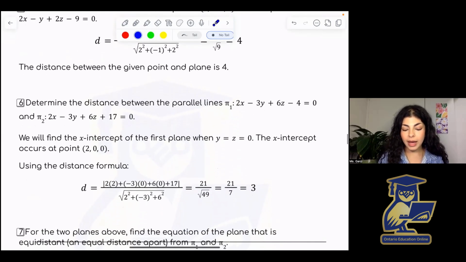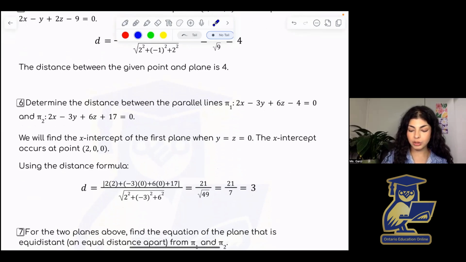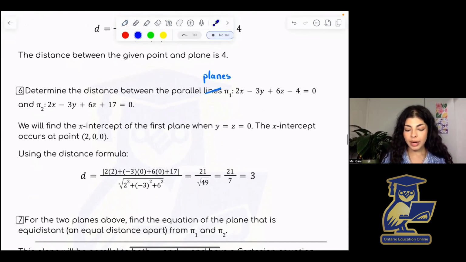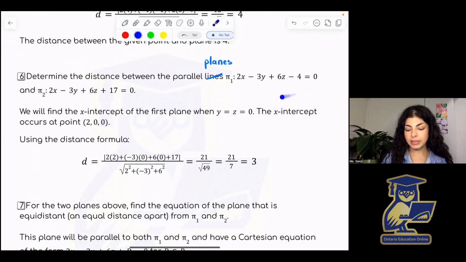We can also find the distance between, oh, this should be two parallel planes, sorry. Two parallel planes, and this is the same idea as two parallel lines. So here you find one point on one of the planes. The simplest one is any of the intercepts. So let's pick the x-intercept here. So y is equal to z equal to 0, and the x-intercept occurs at (2, 0, 0). And because their d values are different, we know they are parallel planes. Even if this was not given to us, we can see that they have the same normal vector, but a different d value, so they are not coincident planes.